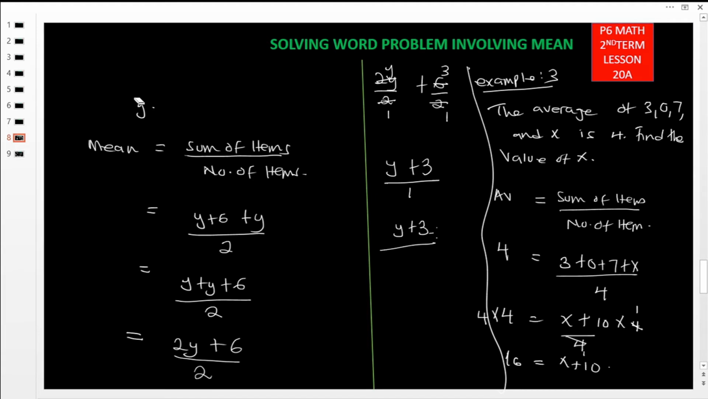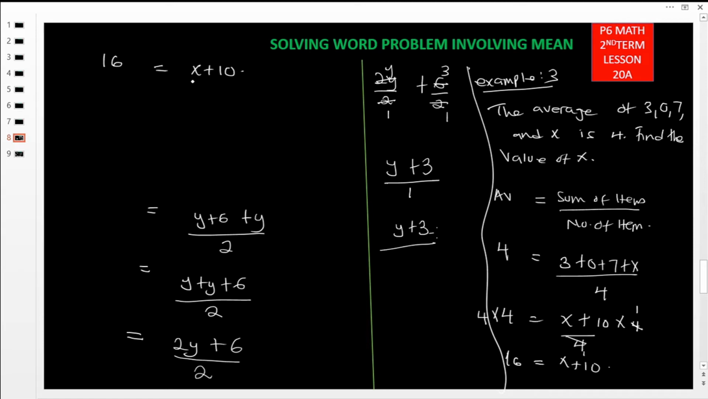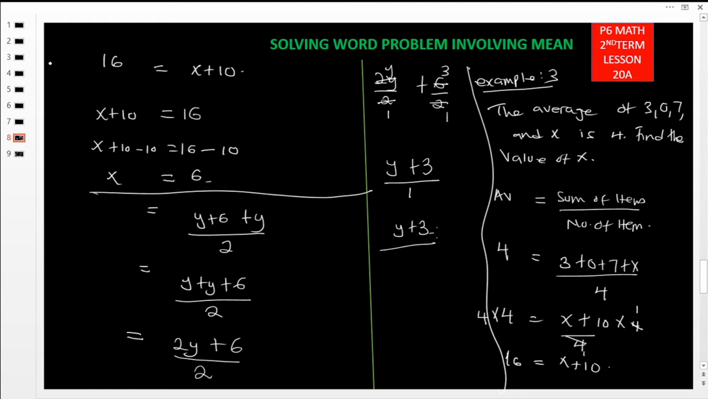So my dear learners, I think from primary 4 you've been looking at solving simple equations, so I know that you know how to solve this one. The equation now is 16 is equal to x plus 10. So we can change this: x plus 10 is equal to 16. This is x plus 10 minus 10 is equal to 16 minus 10. Therefore x is equal to 16 minus 10. You remain with 6. So the value of x is 6.